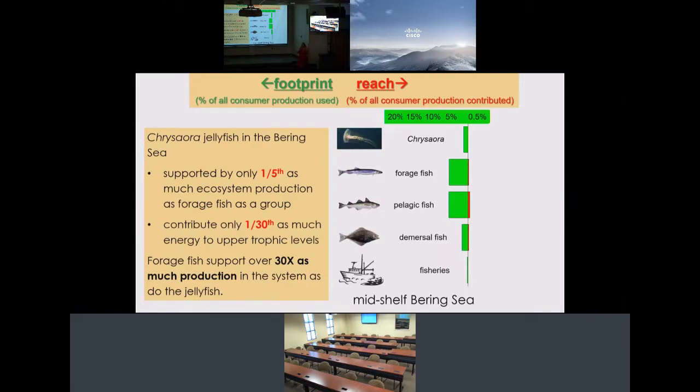So we can collapse these metrics as well into system level reach and footprint metrics. So essentially looking at the system wide energy efficiency of different functional groups. This is for the California Current, and essentially the take home message here is that you can see, for example, compared to jellyfish, forage fish are supported by a fifth of production, but they contribute 30 times more to production for upper level consumers, so kind of similar to the Gulf of Mexico. So we can make a conclusion that when we compare their ability to move energy in the food web, forage fish support 30 times more production than do jellyfish. So we can develop these metrics using these outputs for the deep sea.